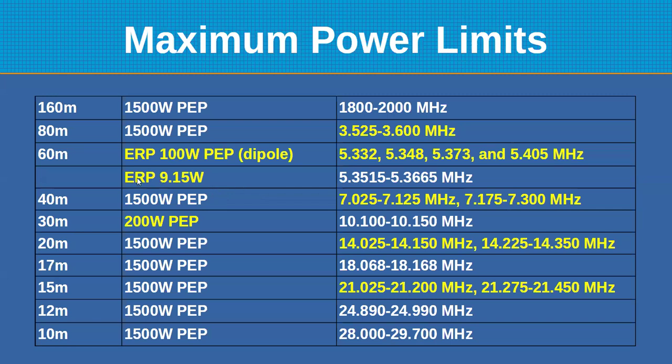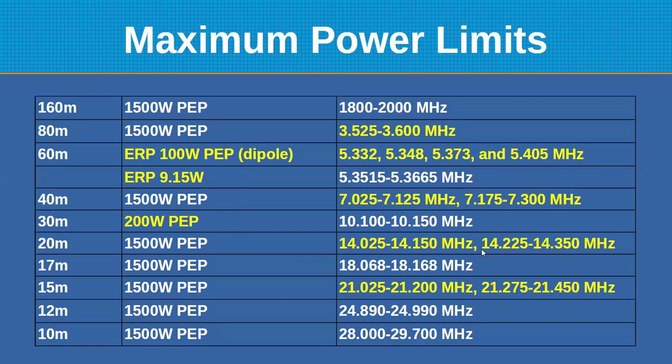Oh, this should be EIRP for 9.15 watts instead of... oh no, excuse me. No, that's right. If it was EIRP, it would be 15 watts. 200 is the 30-meter band. So those are really the only 3 that are different.